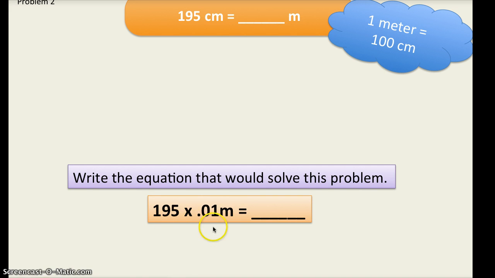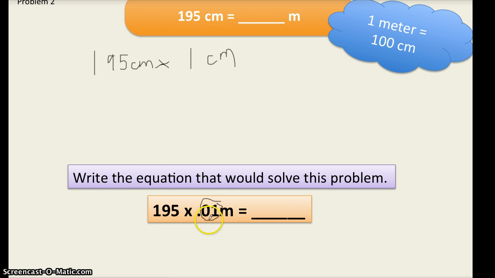Okay, so here's what I came up with, and I'm going to tell you how I came up with this. So remember earlier on the last problem, we rewrote 195 centimeters, and that's the same thing as saying 195 copies of 1 centimeter. And I know that 1 centimeter is worth 1/100th of a meter. So I have 195 times 0.01 of a meter.